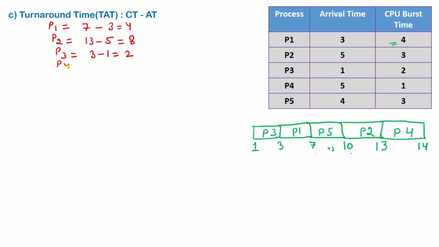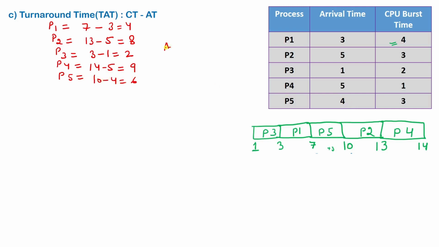Now for P4, it completed at 14, arrived at 5. So 14 minus 5, it will be 9. Okay, and lastly for P5, the completion time is 10, arrived at 4. 10 minus 4, it is 6.